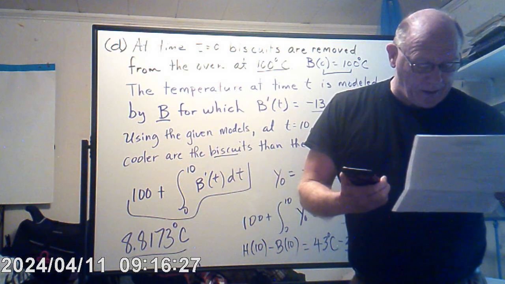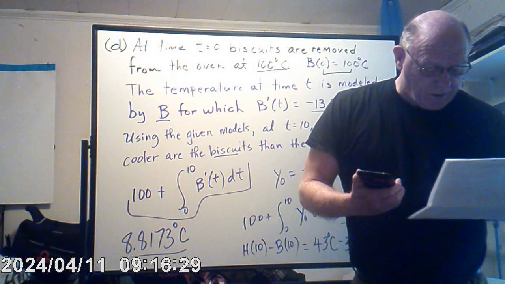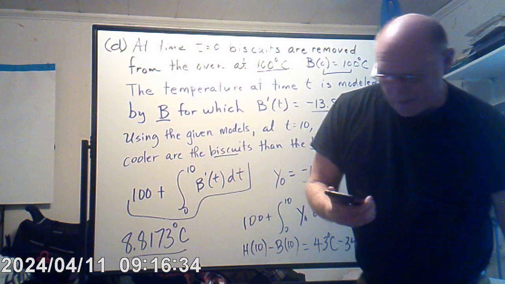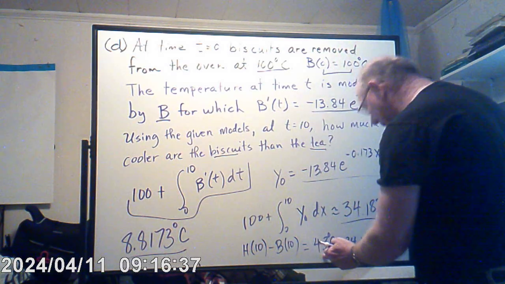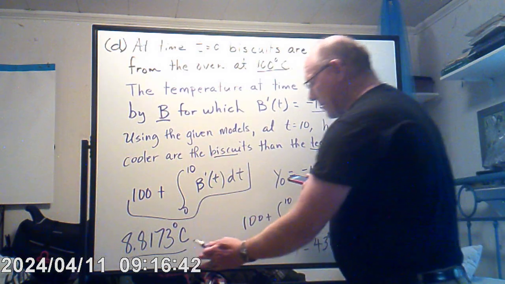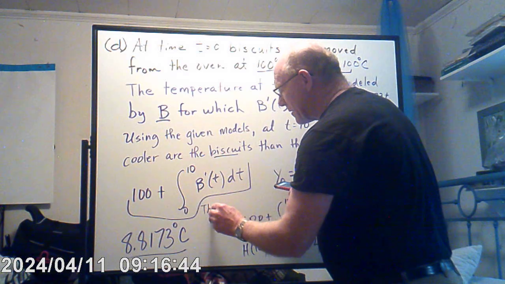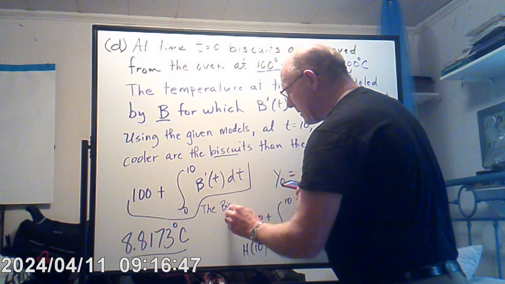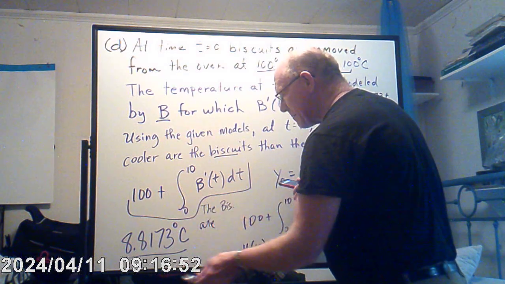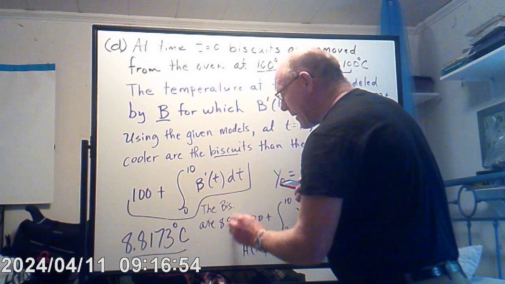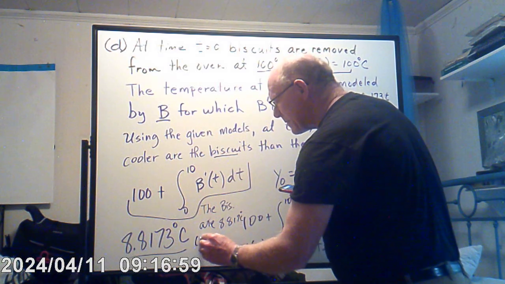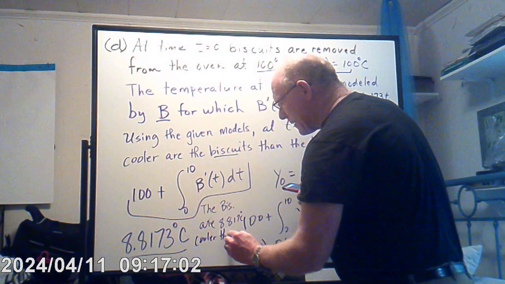Alright, well actually the biscuits are cooler than the tea. Yeah, that's right. The tea's a little hotter. That's the tea, that's the biscuits. So you might want to say the biscuits are this amount cooler. 8.817 degrees Celsius cooler than the tea.